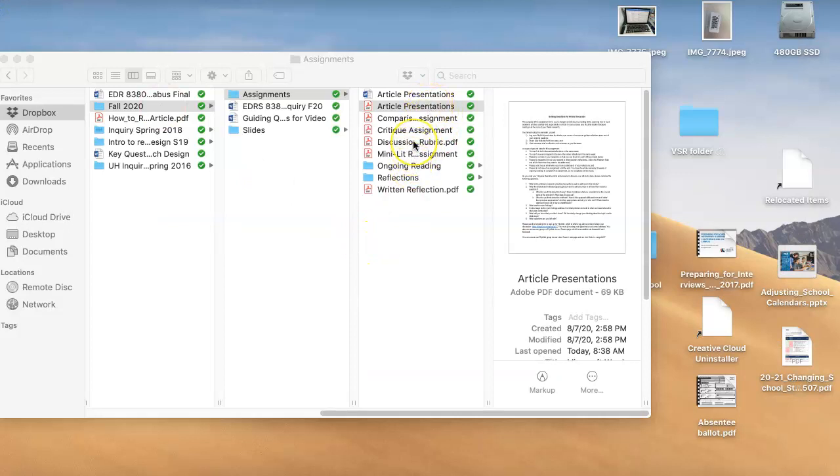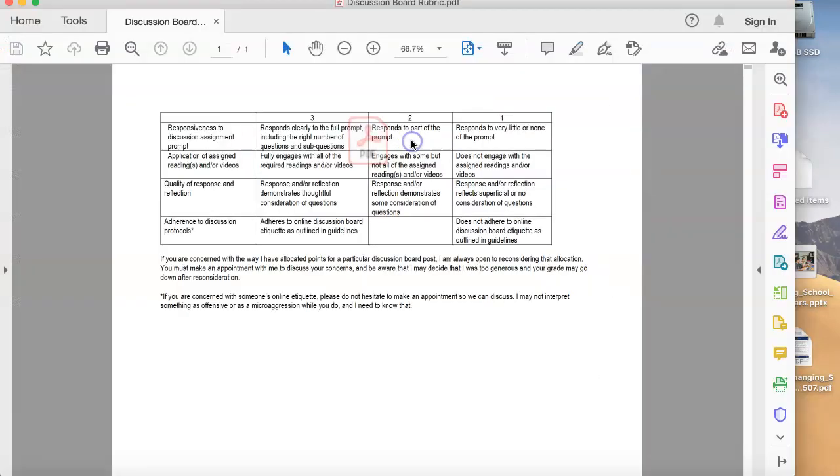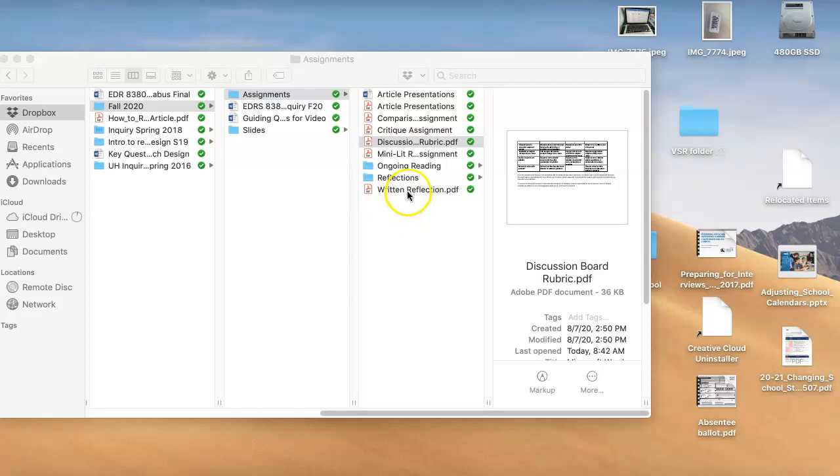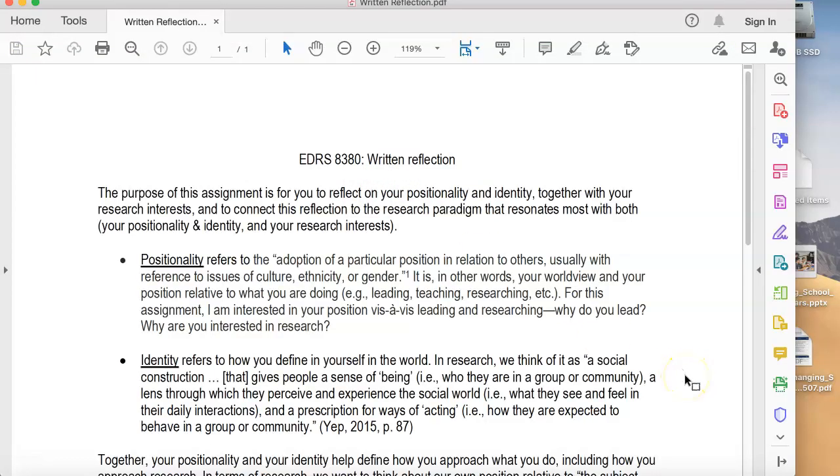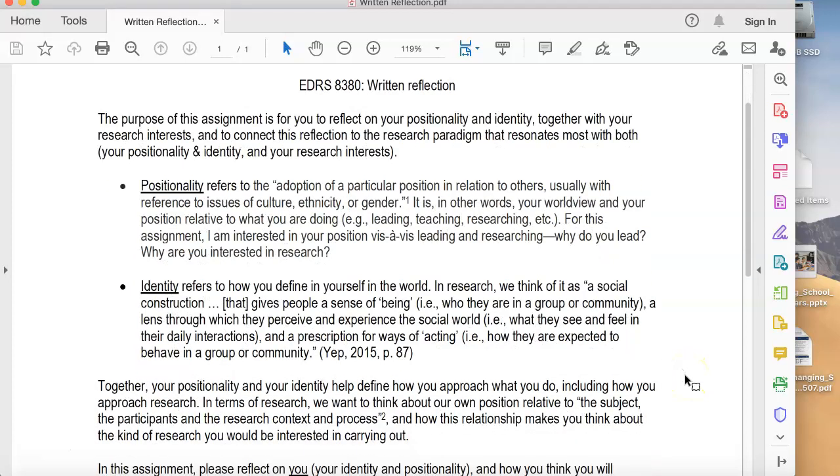All right, discussion board. Whenever we post on discussion board, I have a rubric so you can look at what I am looking for. Please read through this, get to know it, love it. And we have a written reflection, and this is due next week. This is really a personal statement. I want it to be well written, but otherwise I don't have a lot of guidelines for you.